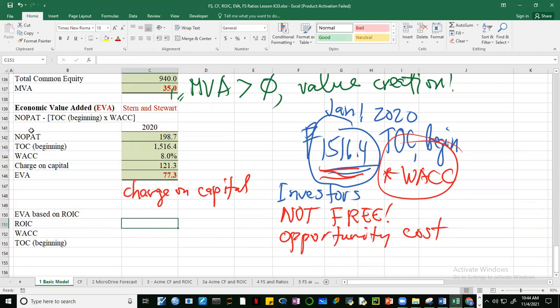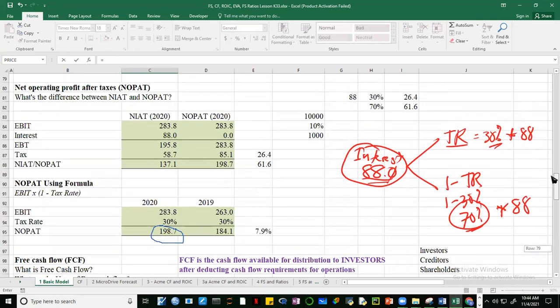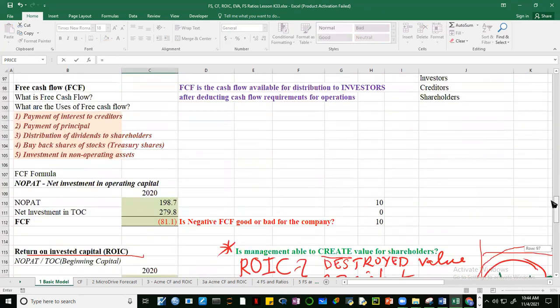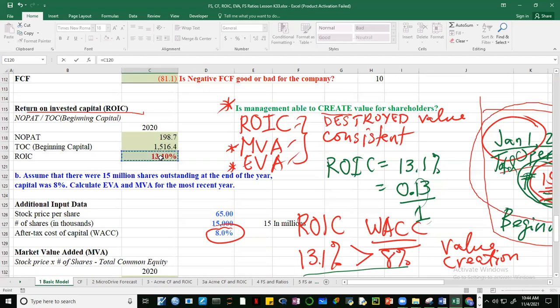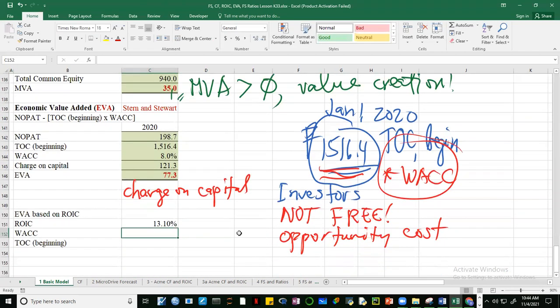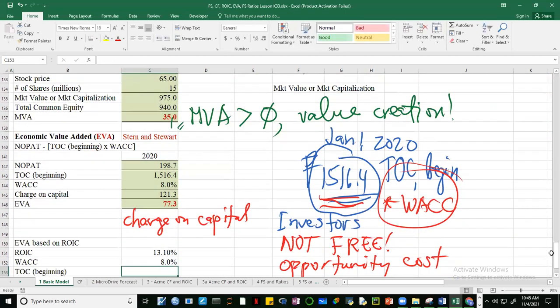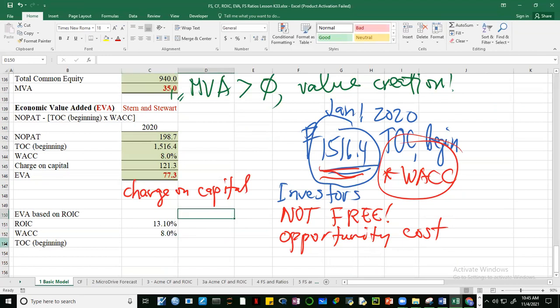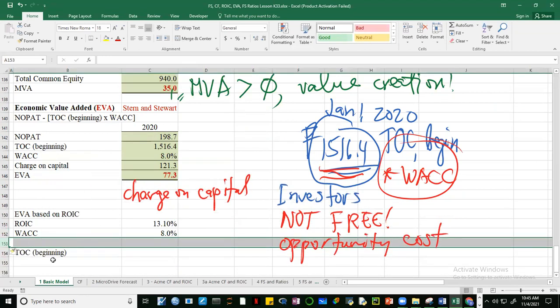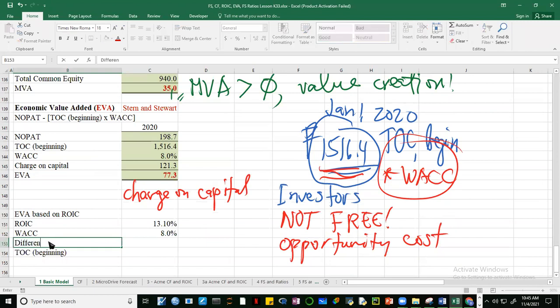One is through the NOPAT. Another one is through the ROIC. How much is the ROIC? How much was ROIC, guys? We computed that already, right? ROIC is equal to 13.1%. How much is the WACC? The weighted average cost of capital is 8%. So from here, guys, we already know that value was created, because ROIC is greater than WACC. So what's the difference between the ROIC and WACC? 13.1 minus 8. So that's 5.1%.